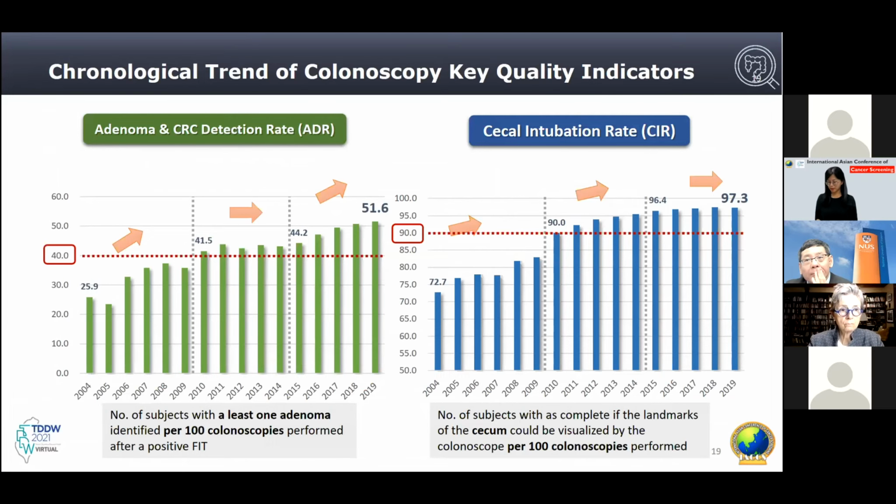Adenoma detection rate and cecal intubation rate are the key indicators of colonoscopy quality. It reveals that both ADR and CIR improved substantially from the first period to the third period. ADR reached the standard value of 14% in 2010 and rose to 52% in 2019. In addition, CIR reached 91% of the standard value in 2010, and now CIR has reached 97%.